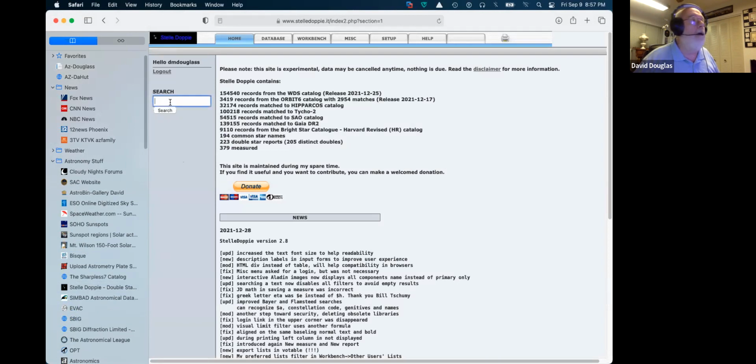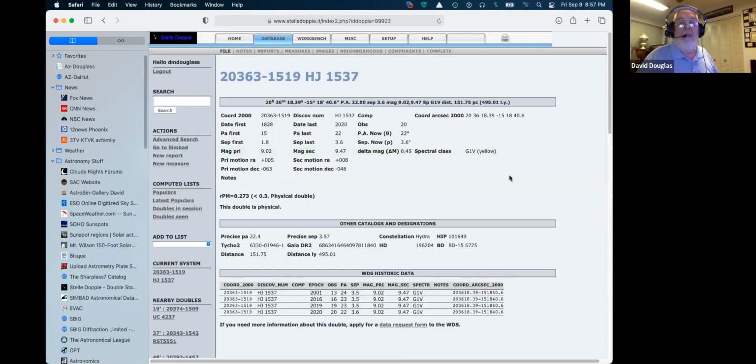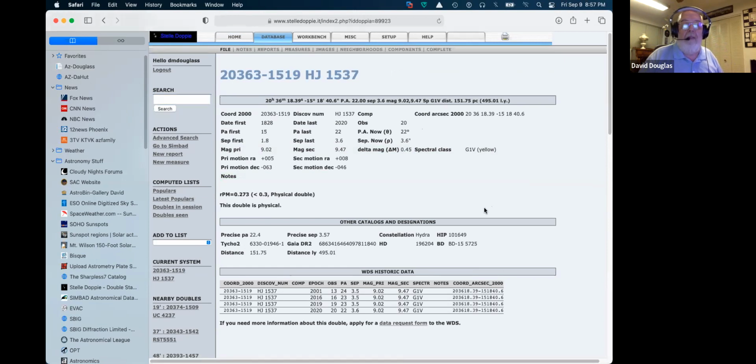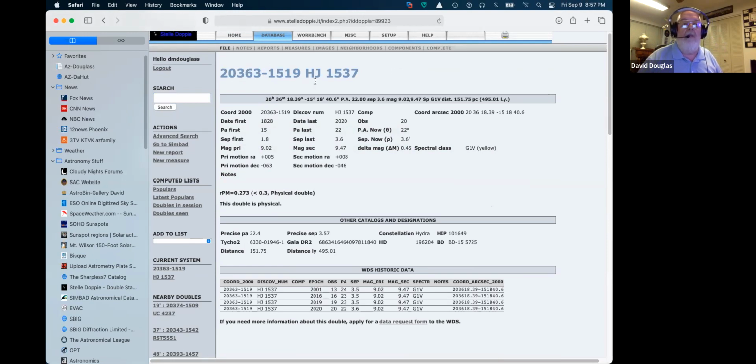Okay. And he picked one, which he said, HJ 1537. So I'll just pull it up. HJ 15. I don't know if that's going to pull. Yes, here we go. Okay, Stelle Doppie produces information for each one of the named stars. And it also gives the Washington double star identifier, which is, quite frankly, the RA and Dec in their coding. And that's what they use if you ever try to get information from them, which I've done a lot of.